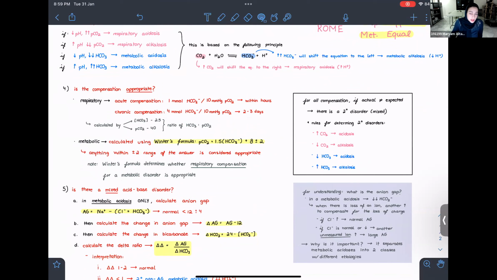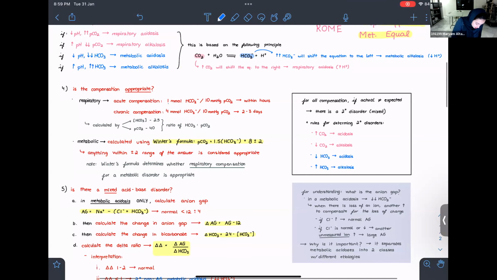So how do we determine that? How do we understand what's going on at that level? First, let's start with respiratory, okay? What I want you guys to know is there's a compensation that happens acutely and that happens chronically, okay? So for the acute compensation, for every 10 millimole change in PCO2, you're going to have a 1 millimole change in bicarb, okay? So this occurs within hours. And within 2 to 3 days, you have 4 changing to 10. So the reason we care about this is because it's going to determine for us, is this compensation appropriate?